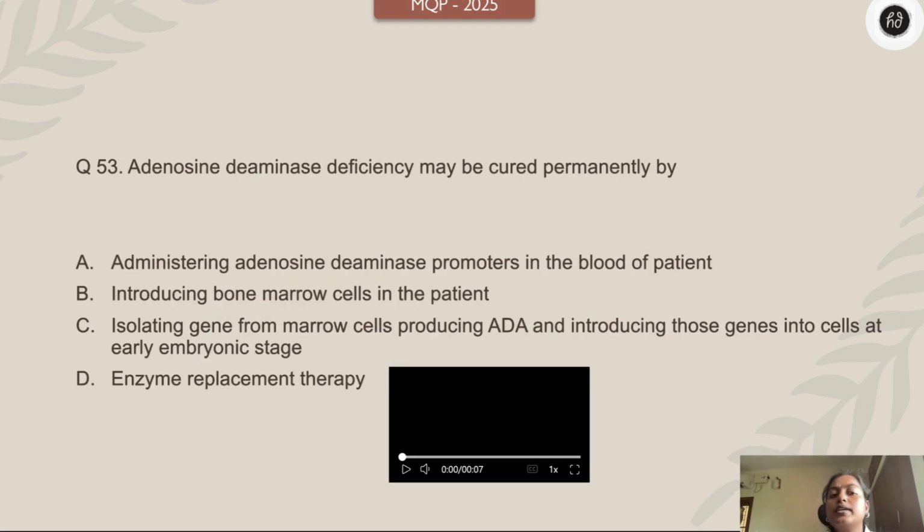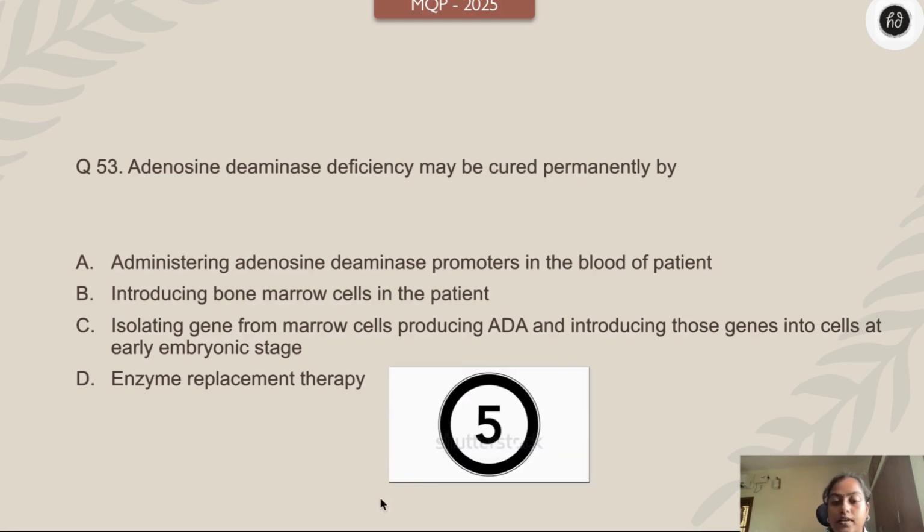Next one. Adenosine deaminase deficiency may be cured permanently by administering adenosine deaminase promoters in the blood of the patient, introducing bone marrow cells in the patient, isolating gene from marrow cells producing ADA and introducing these genes into cells at early embryonic stage, or enzyme replacement therapy. What do you think? How can ADA deficiency be cured permanently? Your time starts 3, 2, 1 right now. Come on, my dear kiddos, I want everybody to answer it.